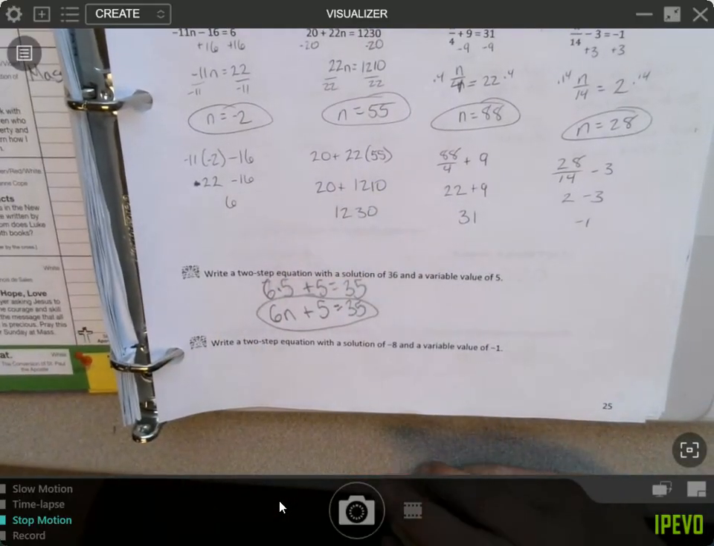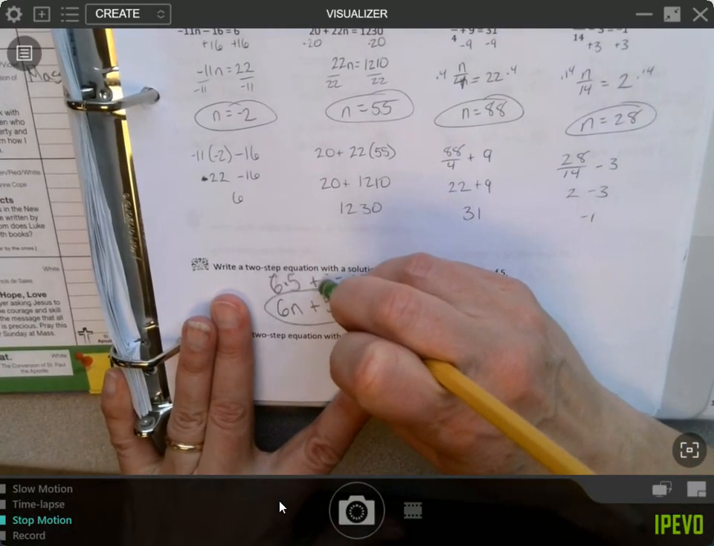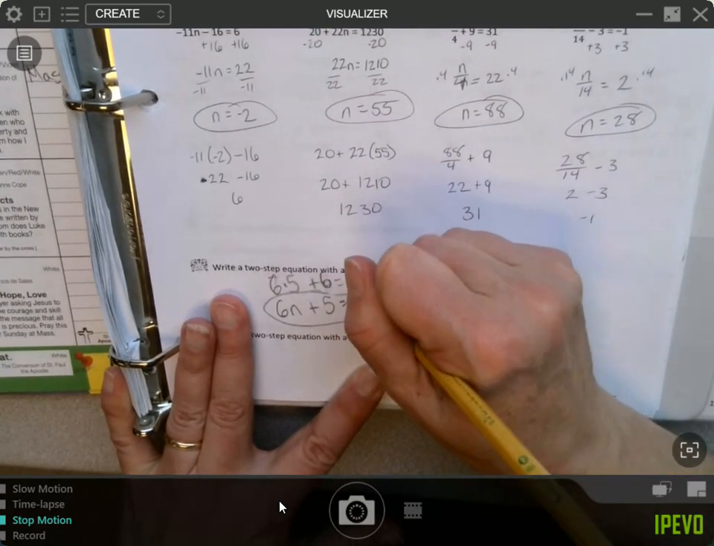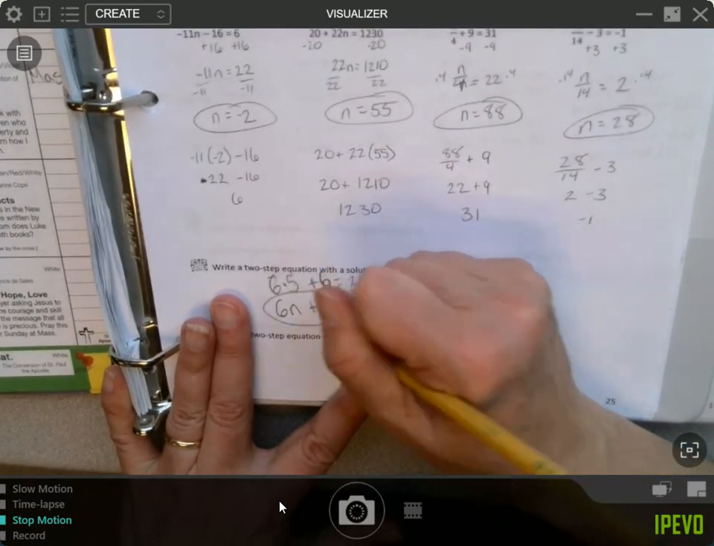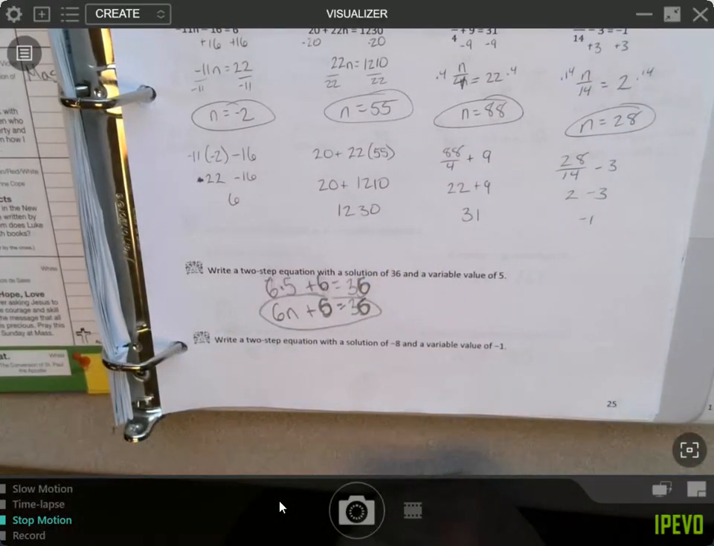Does anybody have a different one that they want me to check? Adeline? Yes. So 6 times 5 plus 6 would equal 36. Thank you, Adeline. All right, let's look at our second one.